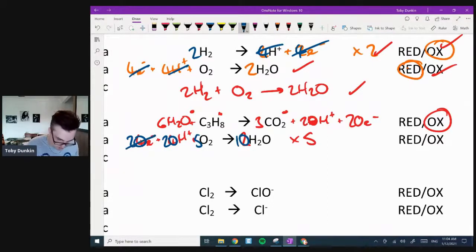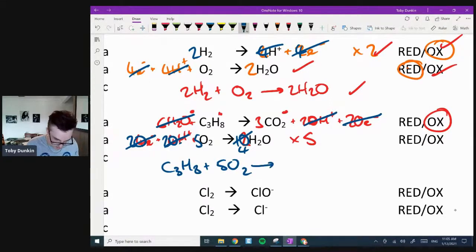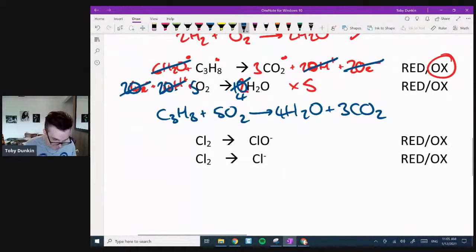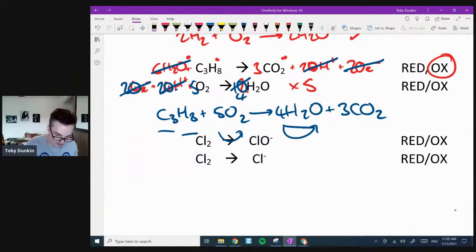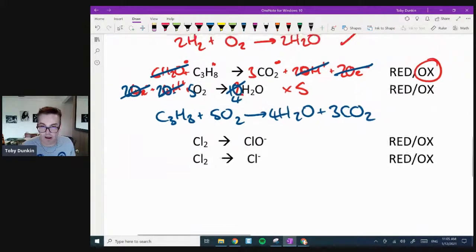Cancel what cancels. Electrons gone. Hydrogen's gone. Water's gone, 4. Final answer. So C3H8 plus 5 O2 goes to 4 H2O plus 3 CO2. That's the complete combustion of propane. Isn't that lovely? 3 carbons, 3 carbons, 8 hydrogens, 8 hydrogens, 10 oxygens, 10 oxygens, and it all balances because no charges are anywhere. Winner.